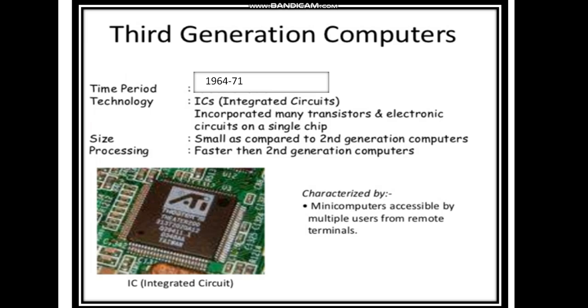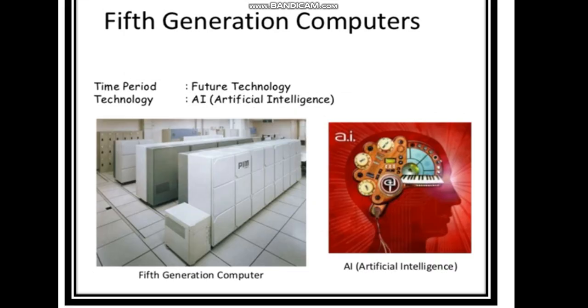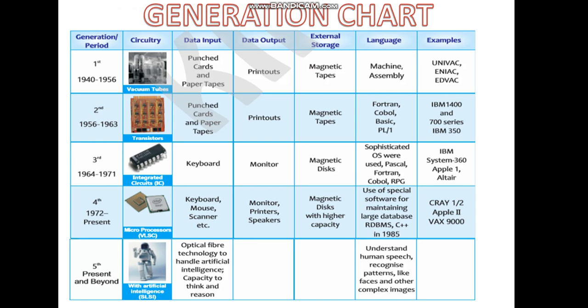Third generation was from 1964 to 71. It used ICs, that is integrated circuits. Fourth generation computers was from 1972 till present. They used VLSI, that is very large scale integration. Fifth generation, the future technology, uses AI, artificial intelligence. Chart for generation.